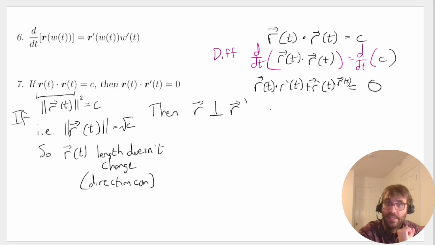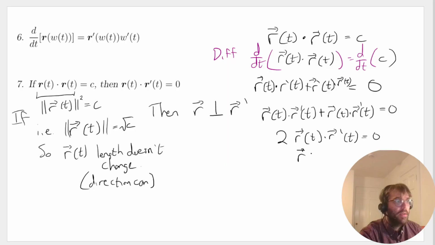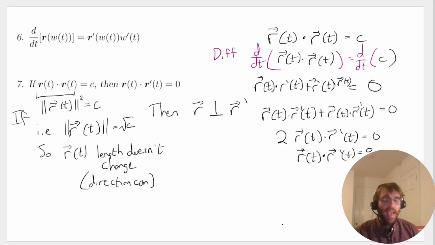Now, those look very similar, and dot product's order doesn't matter, so I am allowed to switch the order. So this is r of t dot r prime of t plus r of t dot r prime of t. That still equals 0 because I just switched the order on the second one. This is 2 r of t dot r prime of t. I forgot to write all of the primes. Still equals 0. Divide both sides by 2, and voila. r is perpendicular to r prime if the length doesn't change.